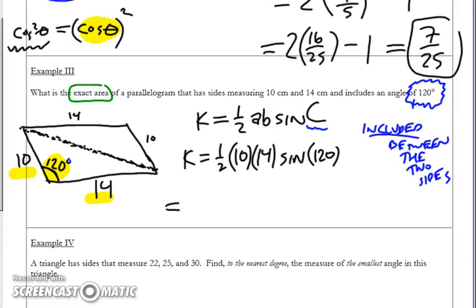Sorry, I'm blanking for a second. Oh, why am I saying 7 times 14? Excuse me, 5 times 14. 1/2 times 10 is 5. 5 times 14, I'm sorry that I misspoke, is 70.